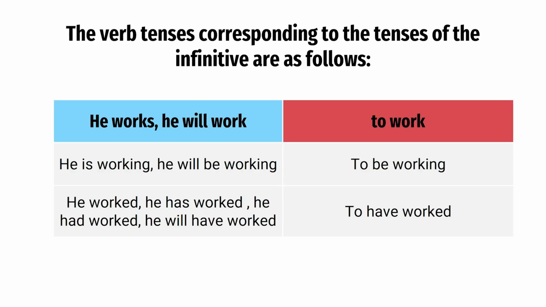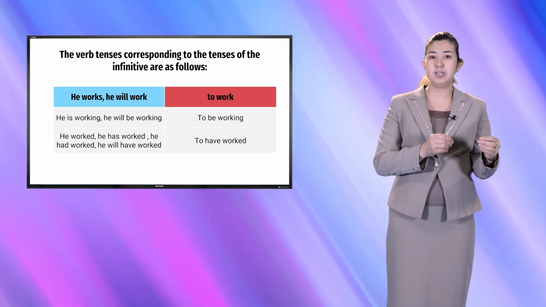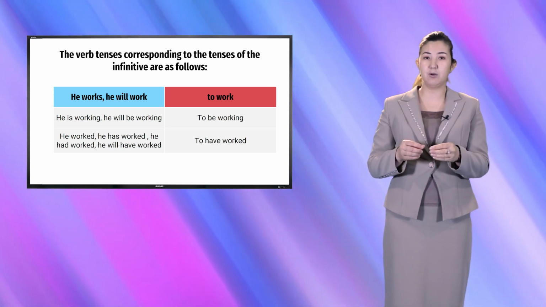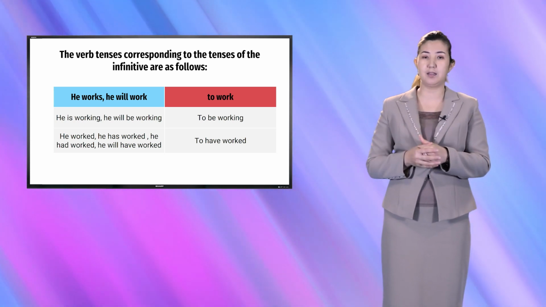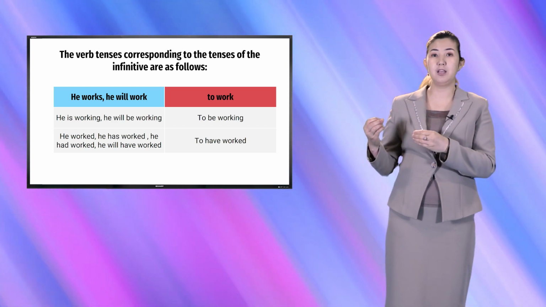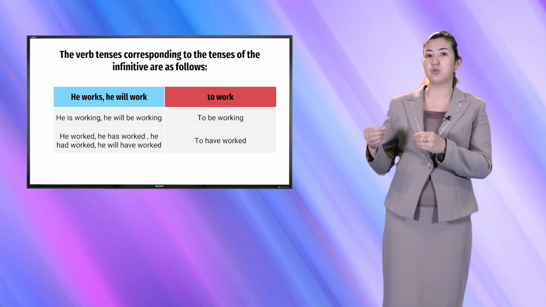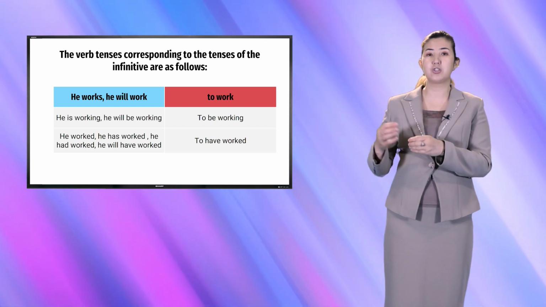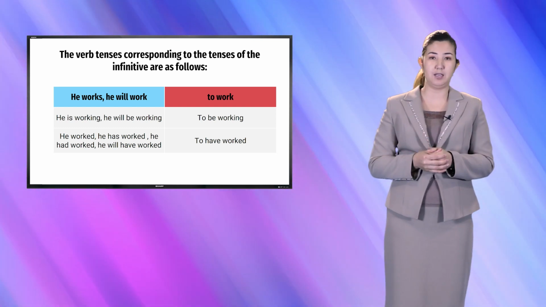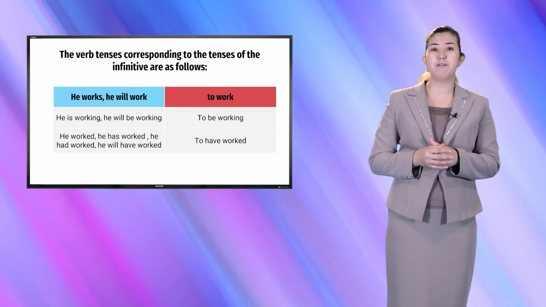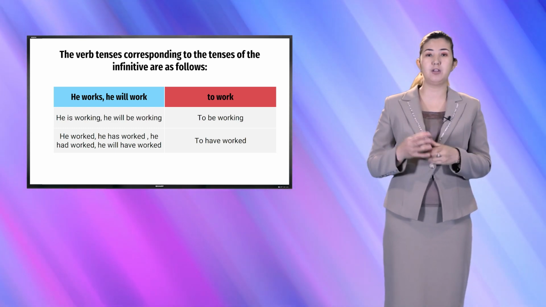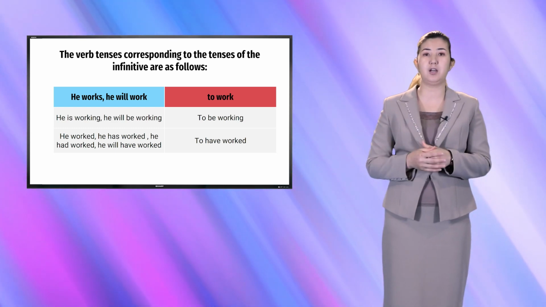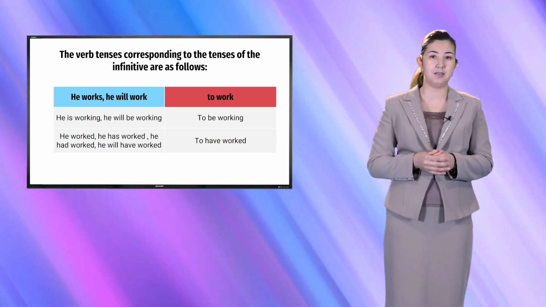And the second one is the continuous form, that is present continuous and future continuous. These tenses correspond to the continuous form of the infinitive. Let's see this in an example. She is writing a letter, or she will be writing a letter. In an infinitive phrase, she seems to be writing a letter. Okay, if you understand this, let's move to the next tenses.